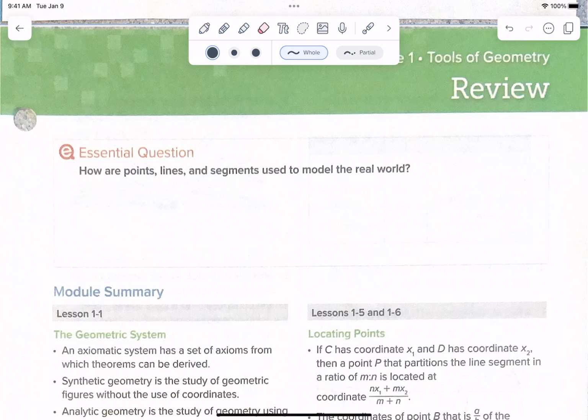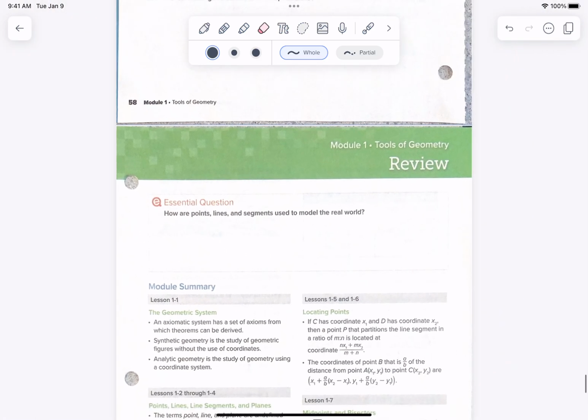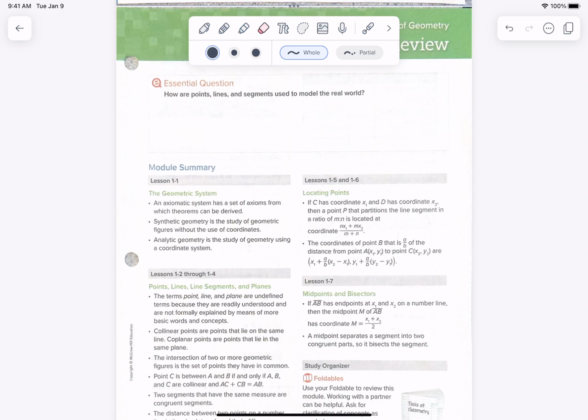Do you guys have a paper that looks like this? It says review at the top and then it says module summary. You can't see what I have on here because I don't have it up. Okay, here we go. Module summary is where we are. We're going to write some stuff down on that page. There we go, module summary.